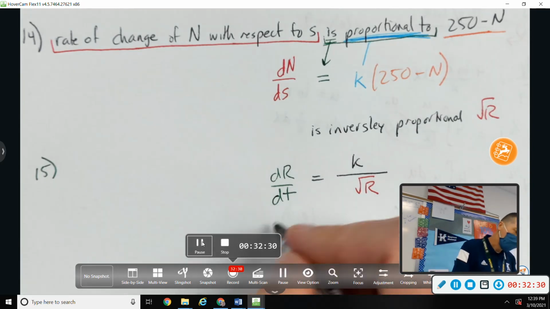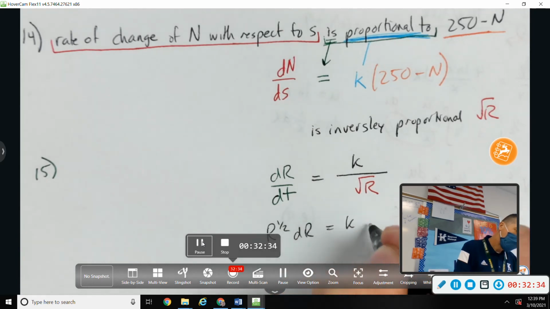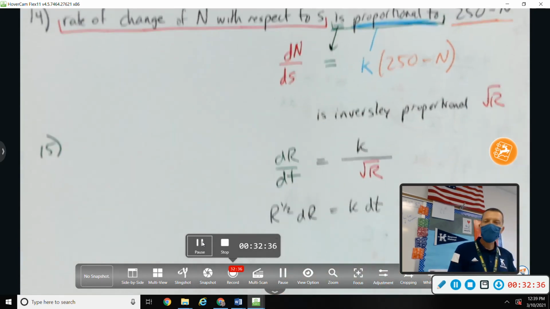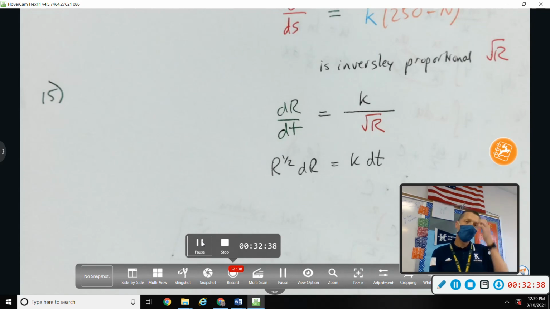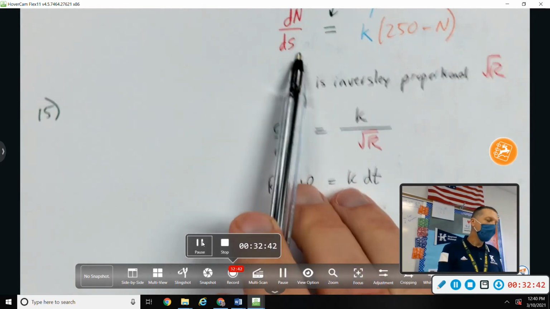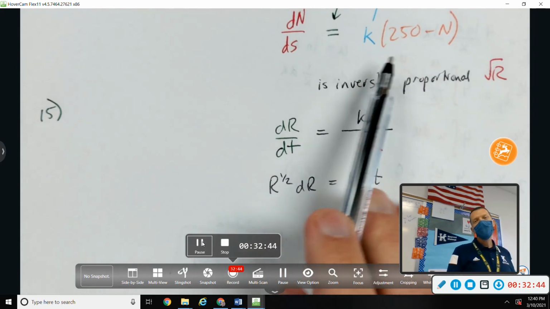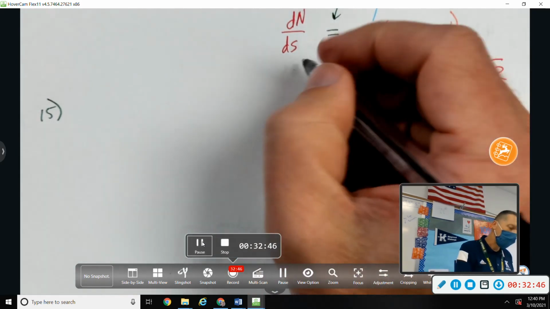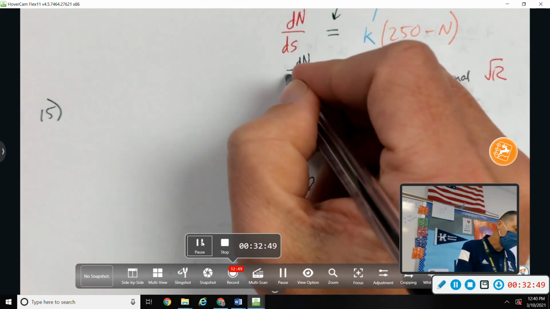Because you're going to have r to the 1/2 dr and k dt. So no exponents, no natural logs, none of that stuff for number 15. So it looked bad, but it turned out nice. 14 looks nice, and it's going to turn out ugly because you're going to end up with a natural log.